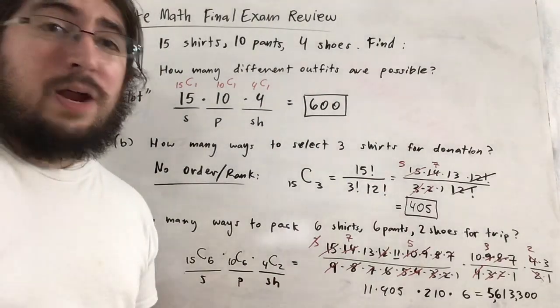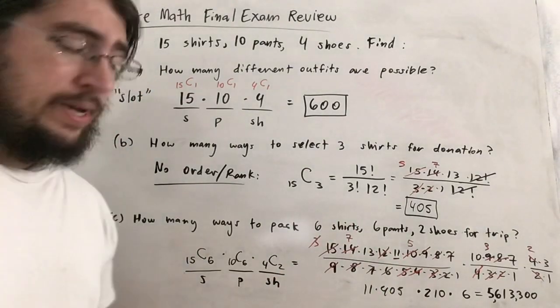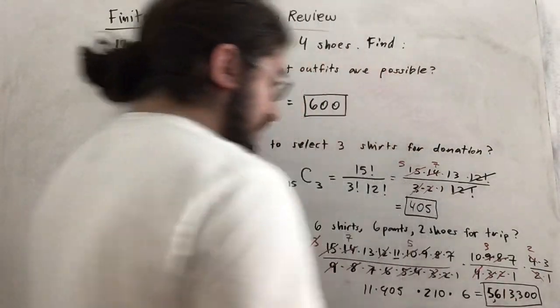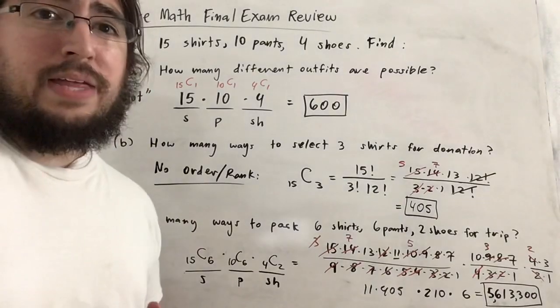Yeah, we indeed got a rather large number here, 5,613,300 different ways to pack for this trip. So yeah, that's again something you can think about as far as why that happens.